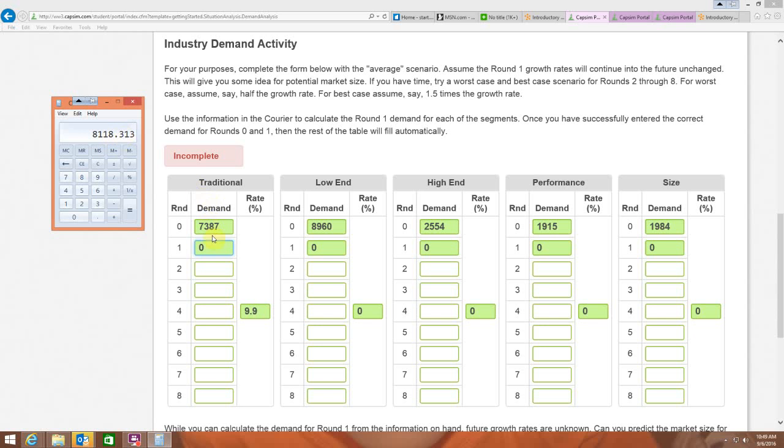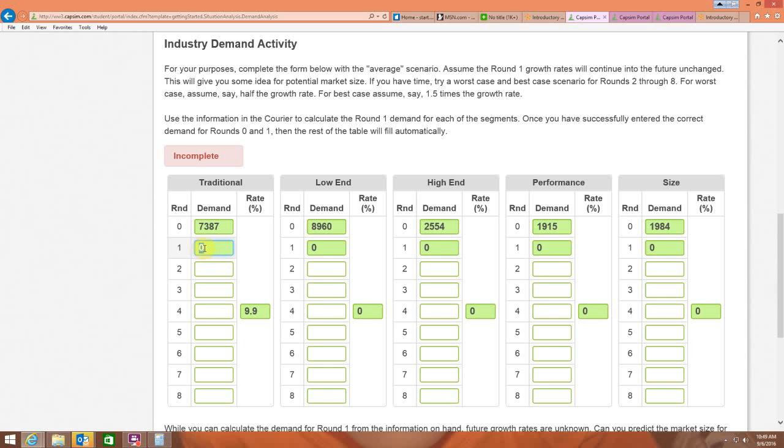Hit my equals, and I come up with 8118.31. So I'm going to round everything. We just want to do even numbers, so use your rounding: 8118. Now hopefully I did this right and it'll autofill.